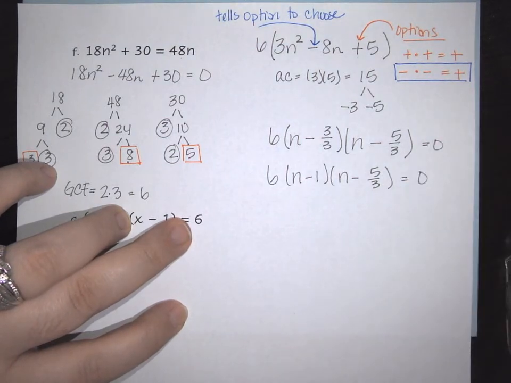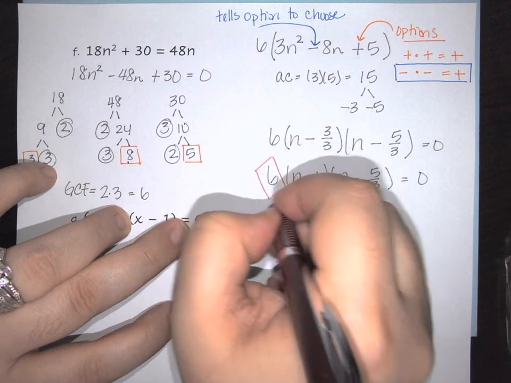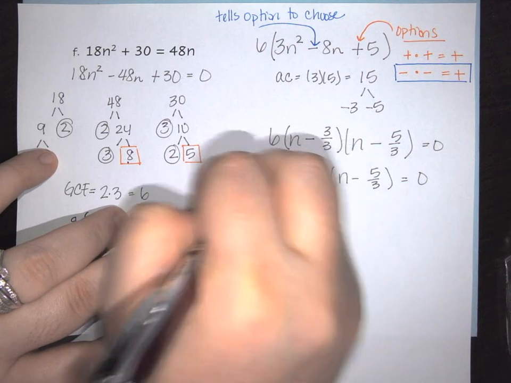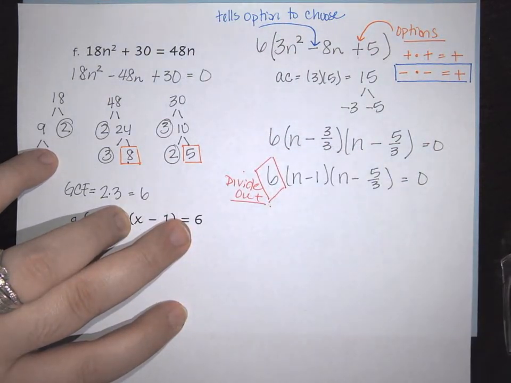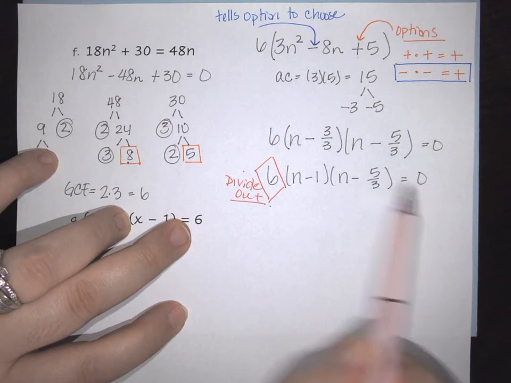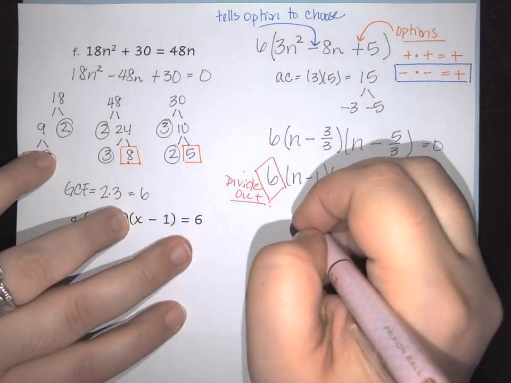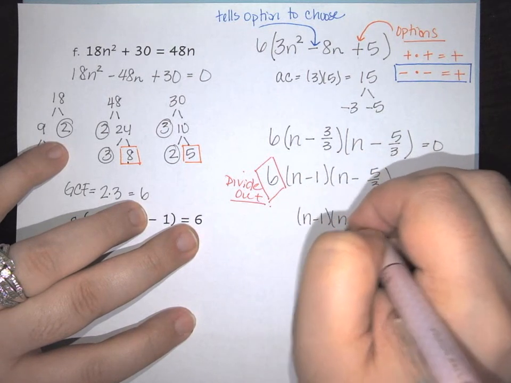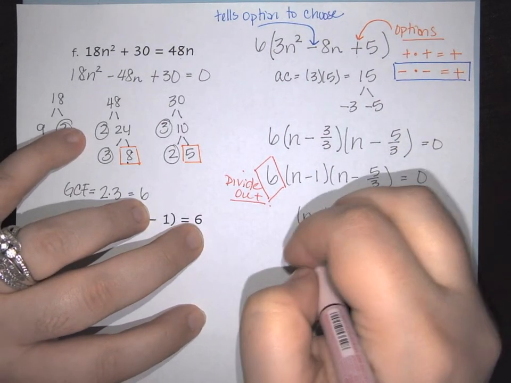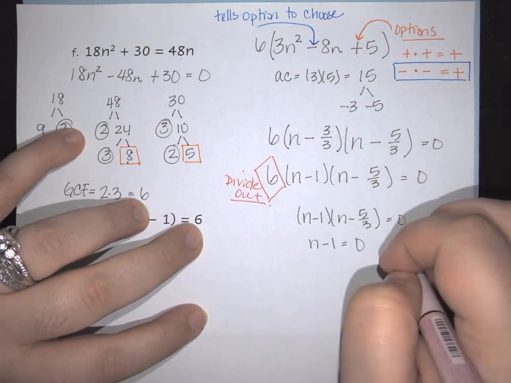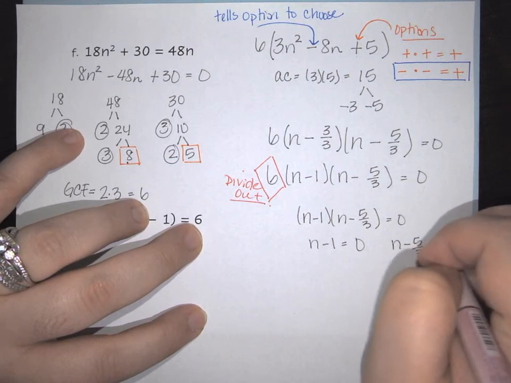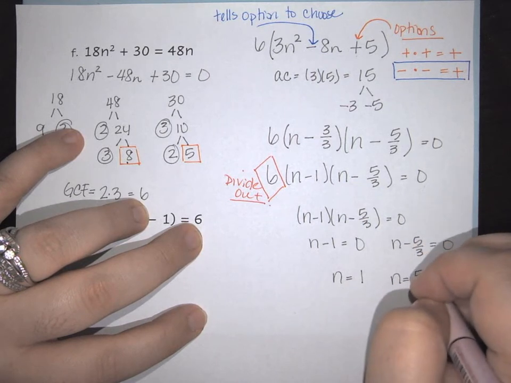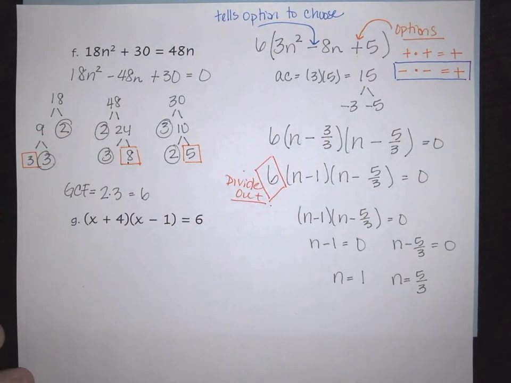Now, this 6 right here, we can divide out. And the reason we can divide that out is purely because we're set equal to 0. So we can divide the 6 away. It's going to leave us with just n minus 1 times n minus 5/3. So here, my n minus 1 equals 0, n minus 5/3 equals 0. So I have that n equals 1, and I have that n equals 5/3. And those would be my solutions.